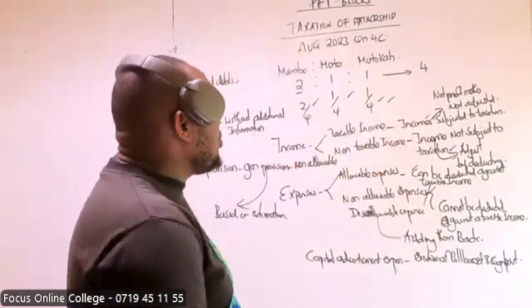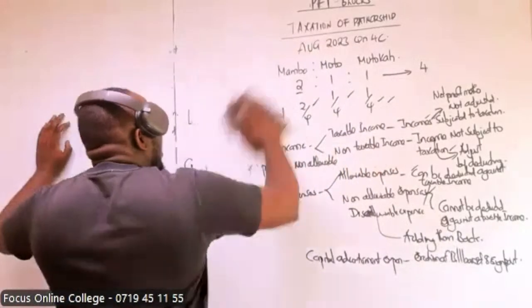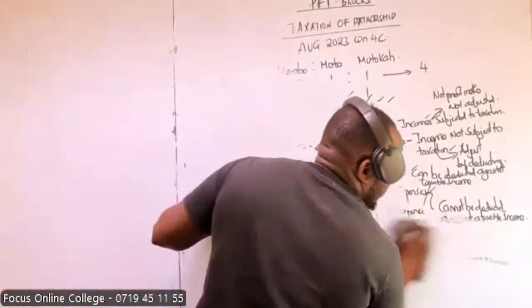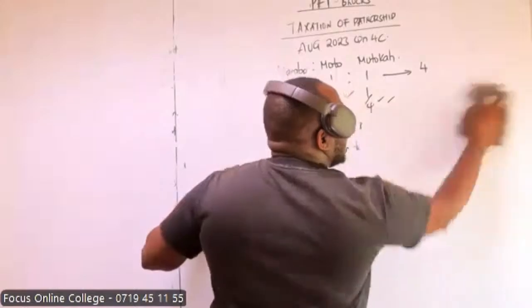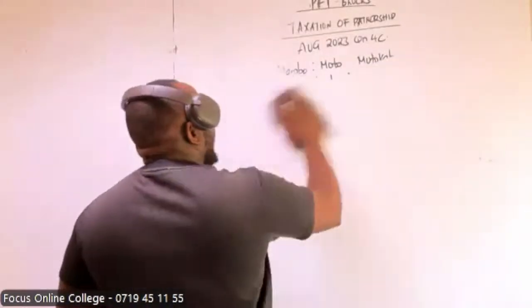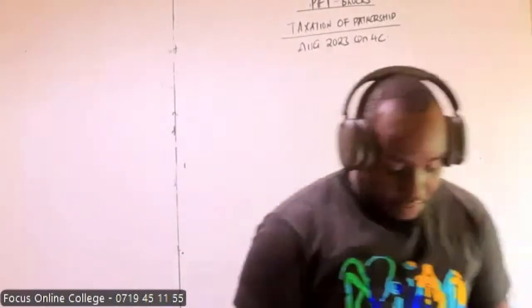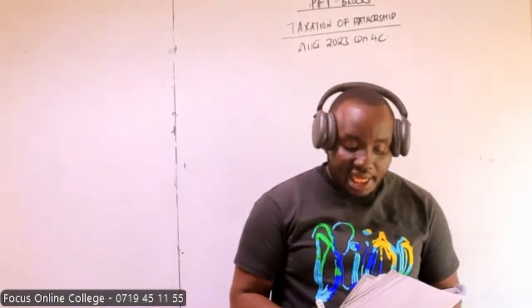So then I want to move to the required. We can go to the required. On the required, we're being told to prepare the adjusted taxable profit or loss for the year ended 31st December 2022.